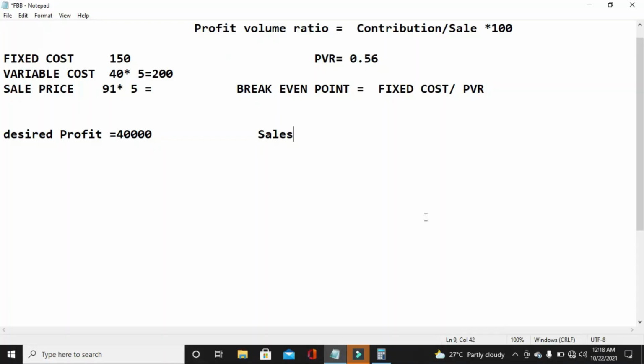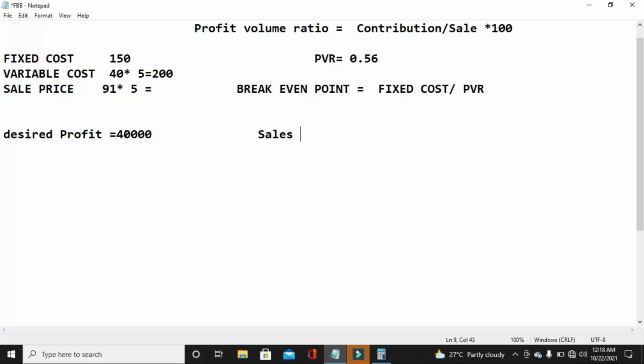Another most amazing calculation in costing is desired profit. Suppose that your boss asks you, I want $40,000 in this month, so how much sales do we have to do so that I earn this profit? Your boss asks you to calculate the amount of sales so that I earn this desired profit. So your objective is to calculate the amount of sales where you can easily earn 40,000.